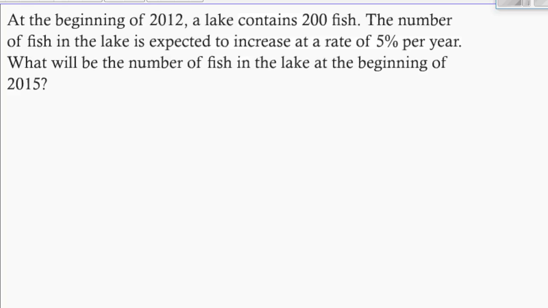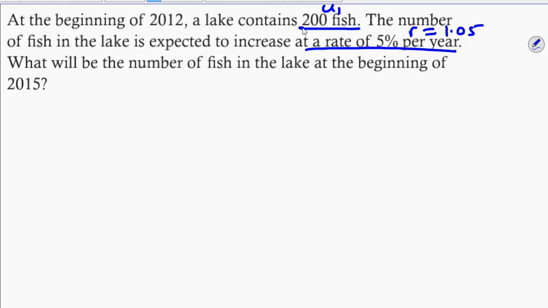So here is another question. At the beginning of 2012, a lake contains 200 fish. So that will be our U1. The number of fish in the lake is expected to increase at a rate of 5% per year. So that's the growth rate. So our common ratio will be 1.05.